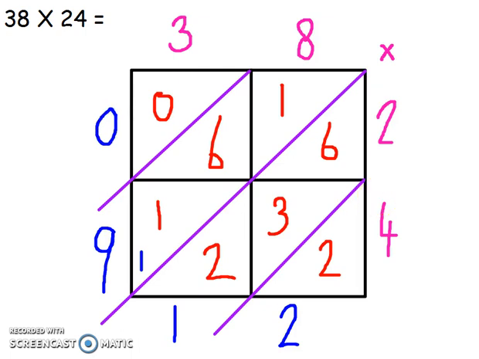Then you look at your answer. Again, 0, we don't have to include it. So we circle it here, and we can see that 38 times 24 equals 912.